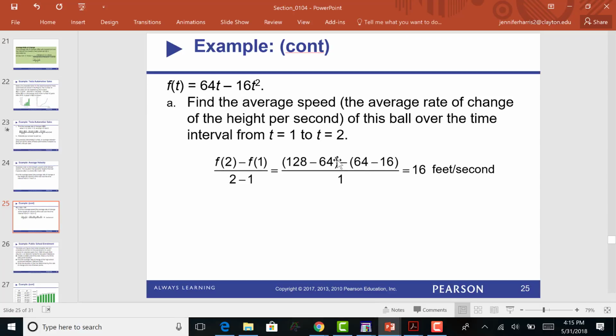Now, I did some extra here that you didn't have to do. When you plug in f of 2, I end up doing the 2 times 64 is 128. And then 2 raised to the 2 power times 16 is 64. So all of this part right here is f of 2. This part over here is f of 1. When you plugged in a 1, I plug in a 1. So 1 times 64 is 64. And up here, 16 times 1 squared ends up being 16. So I have 64 minus 16. And when you do the math in both parentheses, you end up with 16.